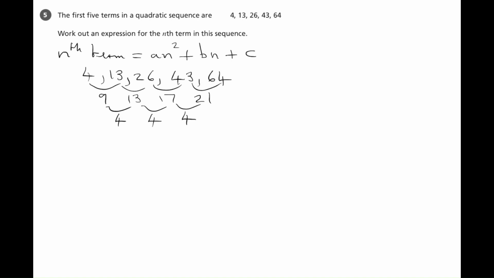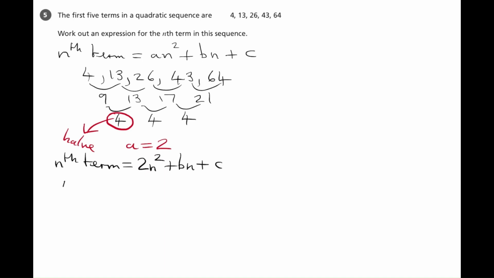And the rule is, if you take the second difference value and you halve it, it will give you the value of a. So a in this question is 2. So the nth term for this sequence must be 2n squared, because a is 2, plus bn plus c.